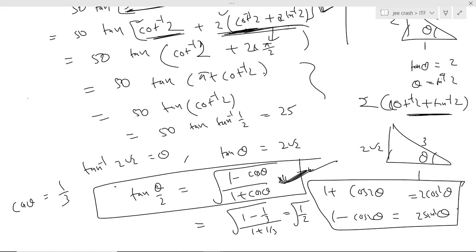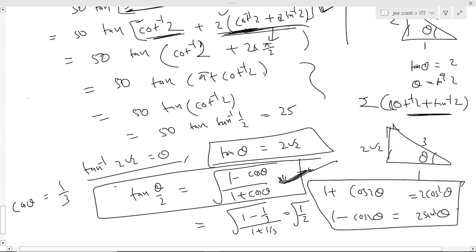Okay. So now again from this triangle, I took tan inverse 2 root 2 as theta. So tan theta is 2 root 2. So I drew you a triangle and I found out the value of cos theta from here. Cos theta is base upon hypotenuse. So I just put the value here, and I got the value of tan theta by 2.